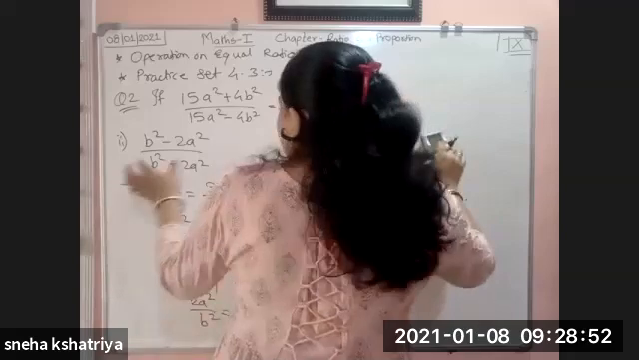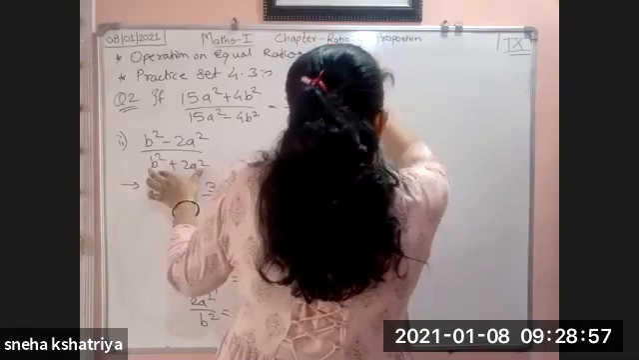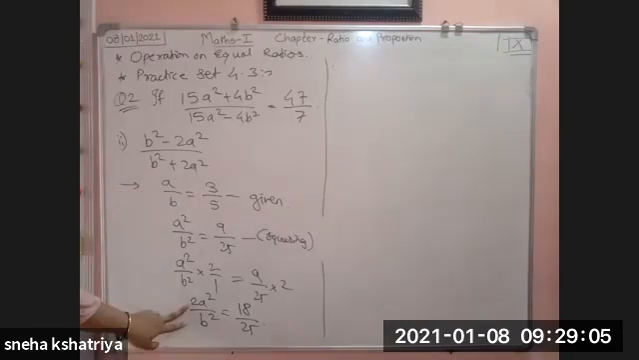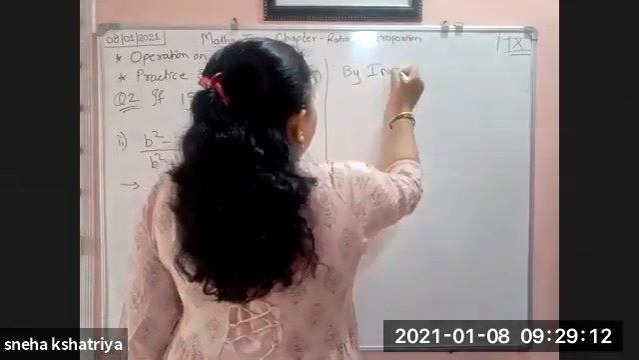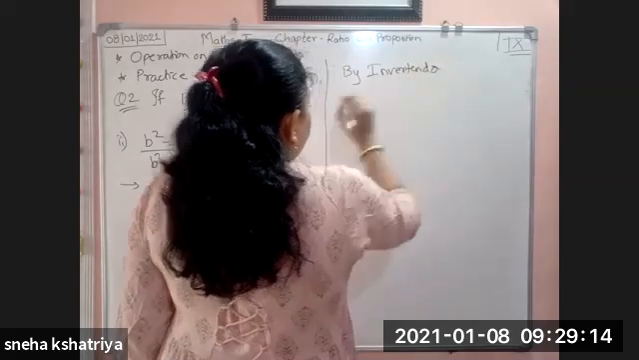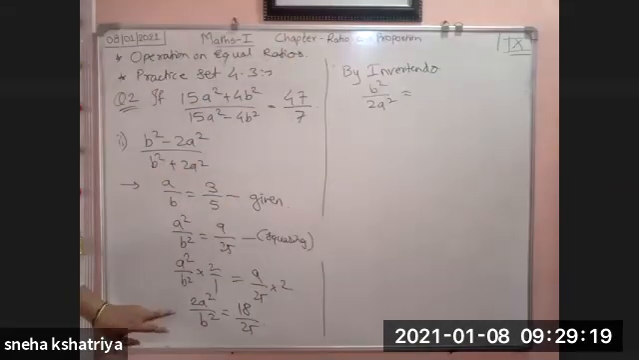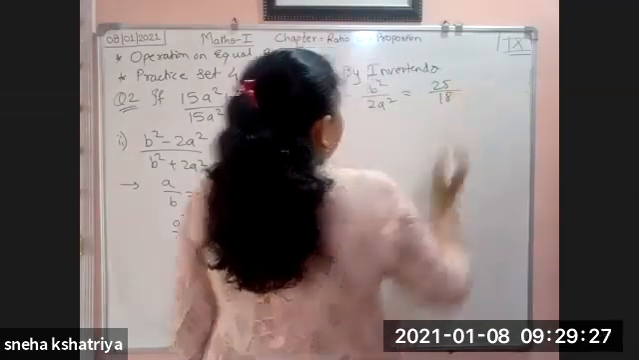But in this expression, we can see that b square comes first and then 2a square. So for that, b square should be at the numerator. So again by invertendo, b square is taken at the numerator. By invertendo, b square divided by 2a square is equal to, right? Numerator at denominator, denominator at numerator. There also it will change: 25 divided by 18.